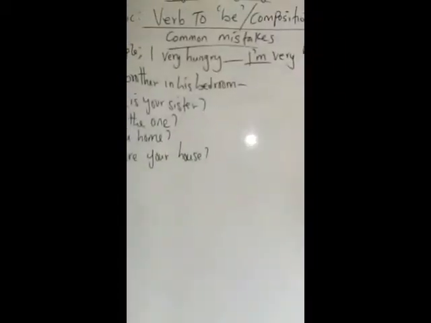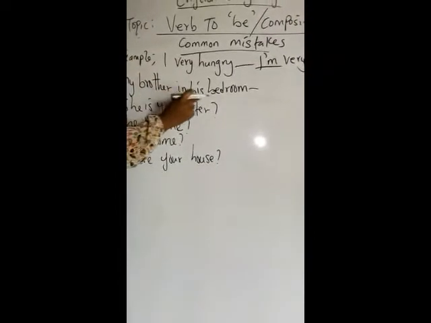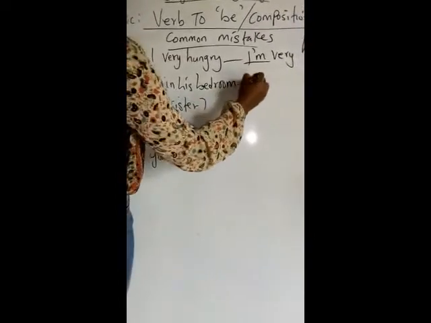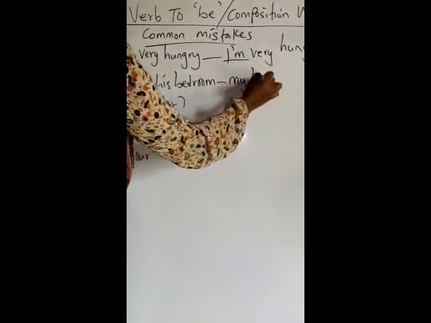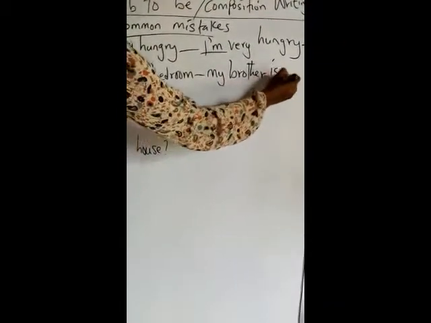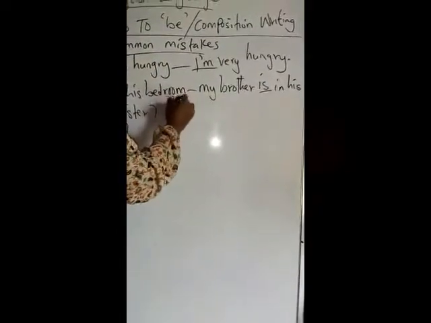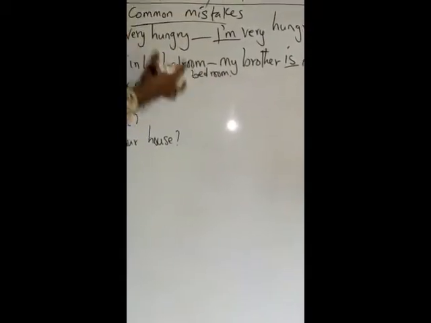Alright, look at this one now. My brother in his bedroom. Like I said, the correct form is my brother is in his bedroom. Is is an example of verb to be. My brother is in his what? Bedroom. Instead of my brother in his bedroom, you can now say my brother is in his bedroom. It gives more meaning and definition to the sentence.